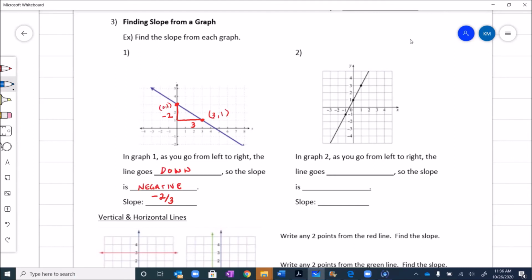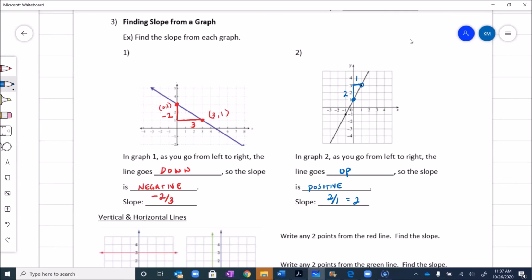As we look at this next problem, we have 3 points to choose from. It doesn't matter which ones we choose to use. I'm going to use this one to this one. In this graph, as you go from left to right, the line goes up, so the slope is positive. Our rise goes from 1 to 3, so it goes up 2, and from left to right, over 1. So that slope is 2 over 1, or 2.